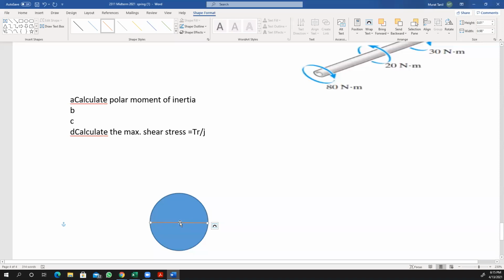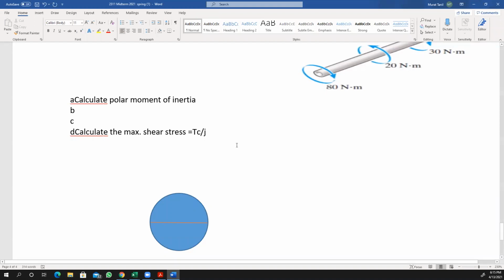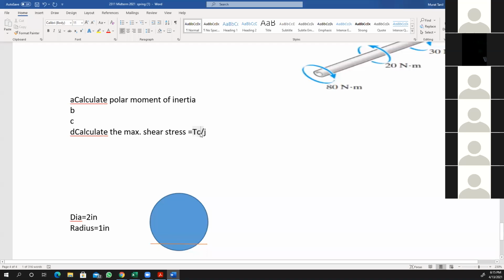And at the center, what is your radius? What is the C at the center? Let's say the diameter for this sample is 2 inches. Radius is 1 inch. According to this equation, what is C in the center at the neutral axis? 0, correct?